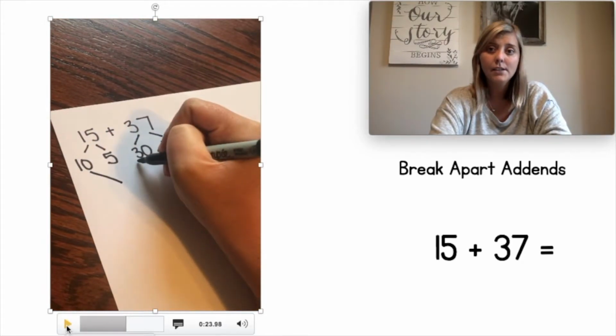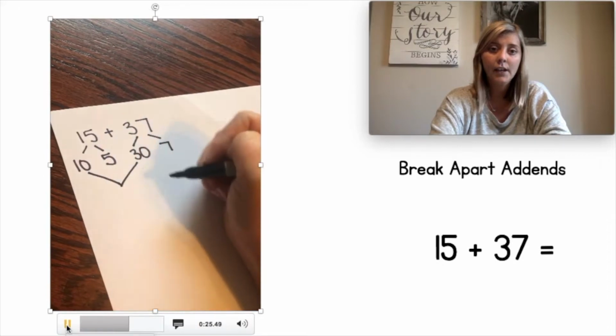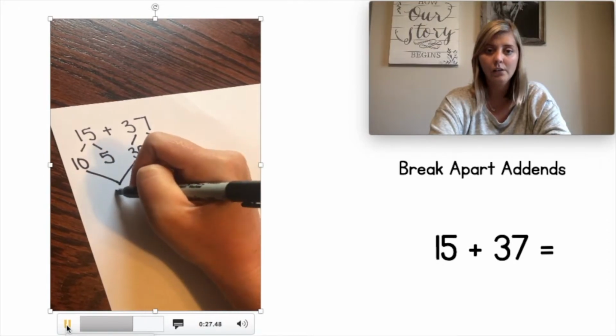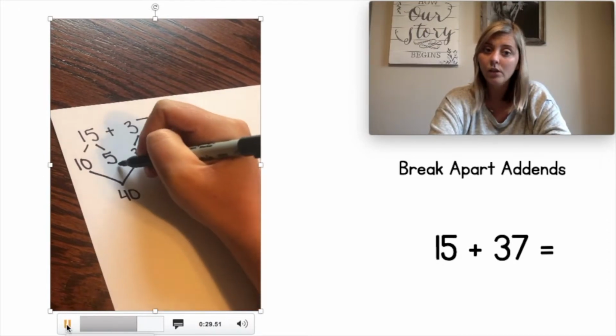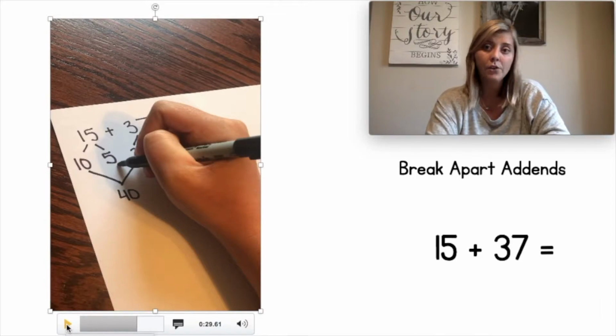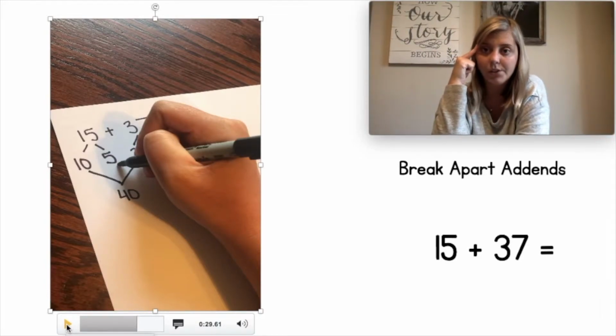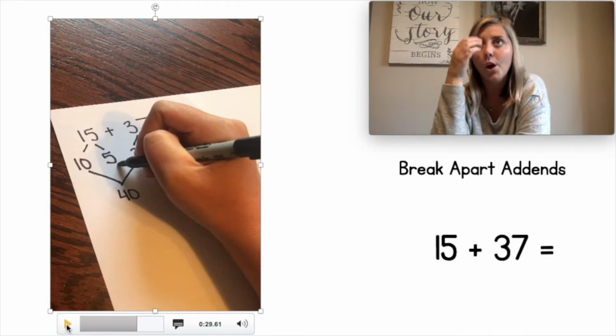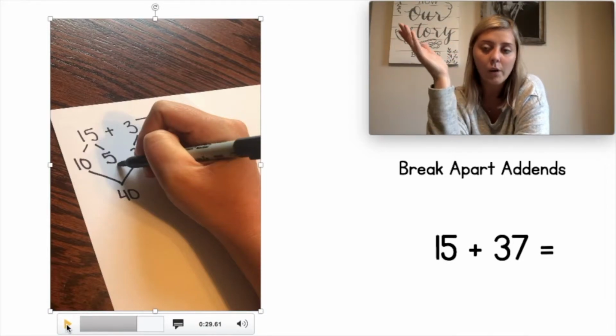I'll add my 10s together first. 10 plus 30 equals 40. That could be a fact that you already have in your head. Maybe you just know 10 plus 30 is 40. Maybe you know 1 plus 3 is 4, so you add on a 0.